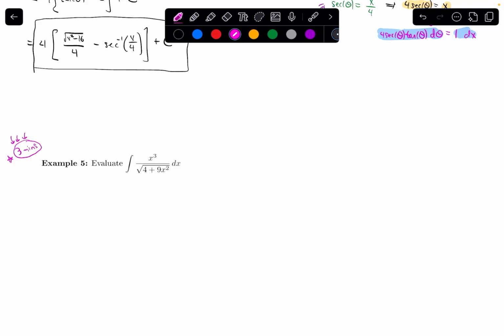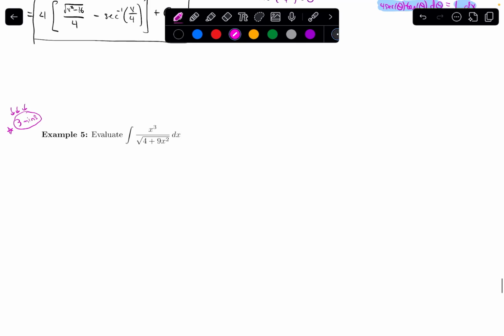Okay, so hopefully you paused it and tried it. Let's talk about it. We could make this work either way, with a trig sub or with a u sub. Both will work. Typically if both work, I like doing u sub because it is usually faster.